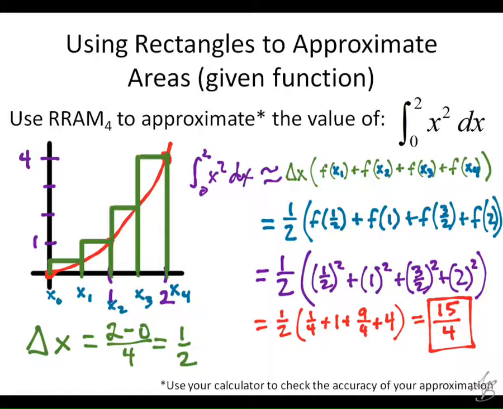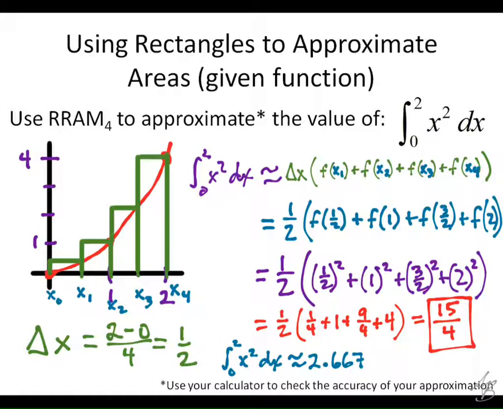We want to use our calculator to check the accuracy. So let's actually use our calculator to evaluate this integral. So we get that the integral is approximately equal to 15/4, which is 3.75. Let's see what the calculator says as far as the actual answer. So I'm going to write this down here. The integral from 0 to 2 of x squared with respect to x is 2.667.